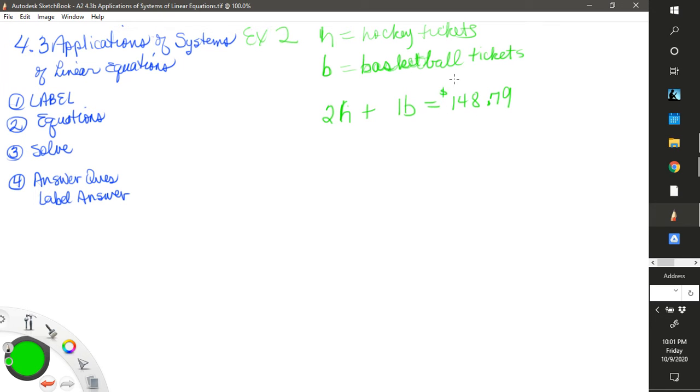Okay, next, 1 hockey ticket and 2 basketball tickets. Let's write that down. 1 hockey plus 2 basketball, and that's going to equal $148.60. Those are relatively close in cost. Okay, that's our 2 problems. Let's see if there's any more information. What are the average ticket prices for the 2 sports?